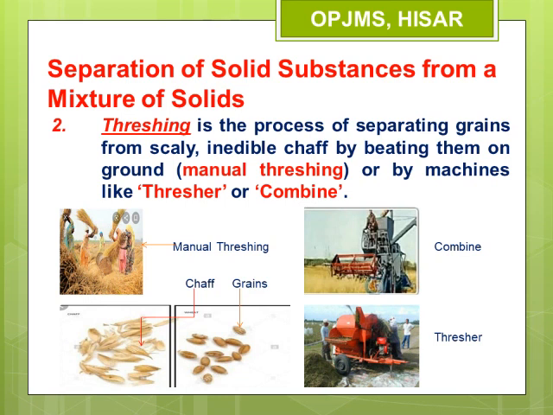On small land holdings, manual threshing is done. The farmer holds a pile of crop in his hand and hits it on a rock or any hard surface. During this process, the grains separate from the chaff. However, on the large land holdings, it is done very easily with the help of machines called thresher or combine. These machines are very time efficient.